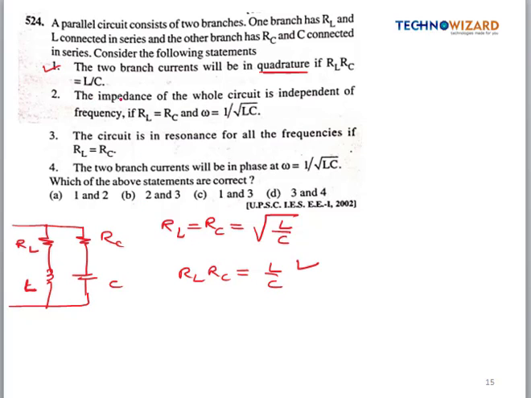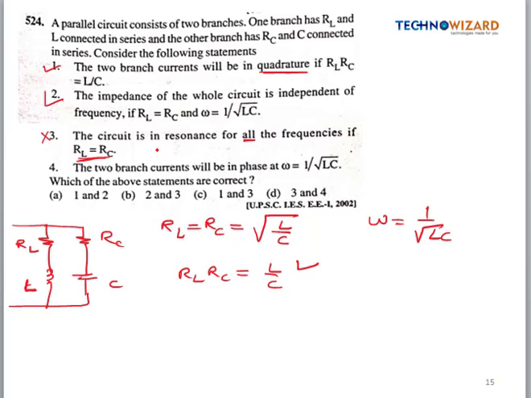Next is, the impedance of the whole circuit is independent of the frequency if RL is equal to RC. If RL is equal to RC is satisfied, then the resonating frequency will be given by 1 by root LC. So this statement is also right. The impedance of the circuit will be independent of frequency because the circuit will be purely resistive. Next statement is, the circuit is in resonance for all the frequencies if RL is equal to RC. So this statement is wrong because if RL is equal to RC, then the circuit will be at resonance only at the resonating frequency. It will not be at resonance for all the frequencies. So this statement is wrong.